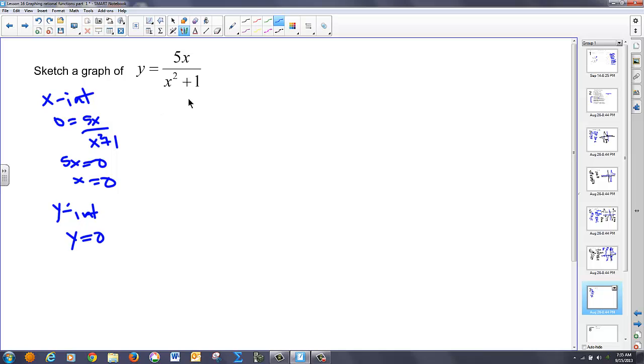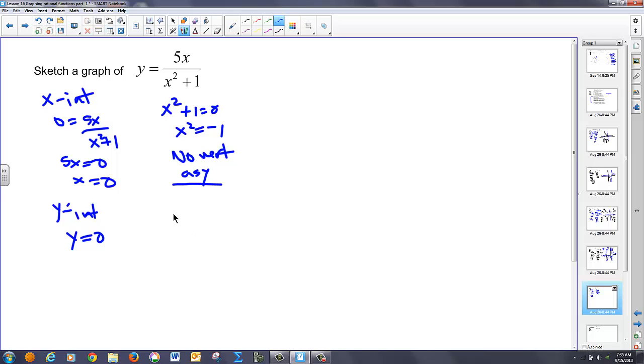Factor the denominator. Unfortunately, this doesn't factor. So if I set that equal to 0, you'll notice we'd have, where does x squared equal negative 1? Never happens, so there are no vertical asymptotes.